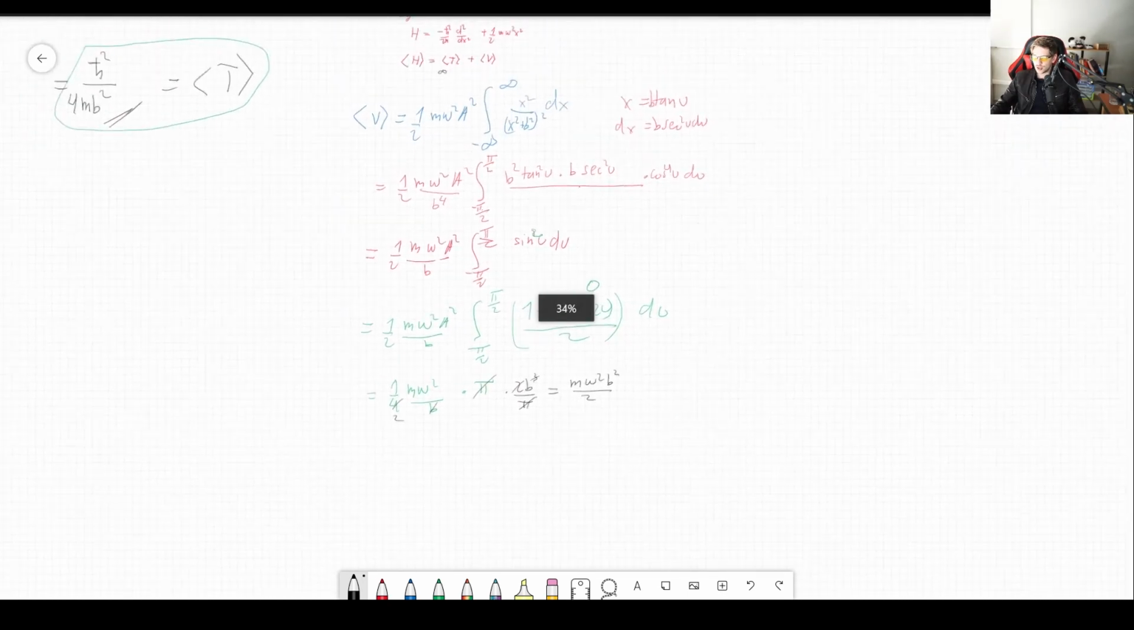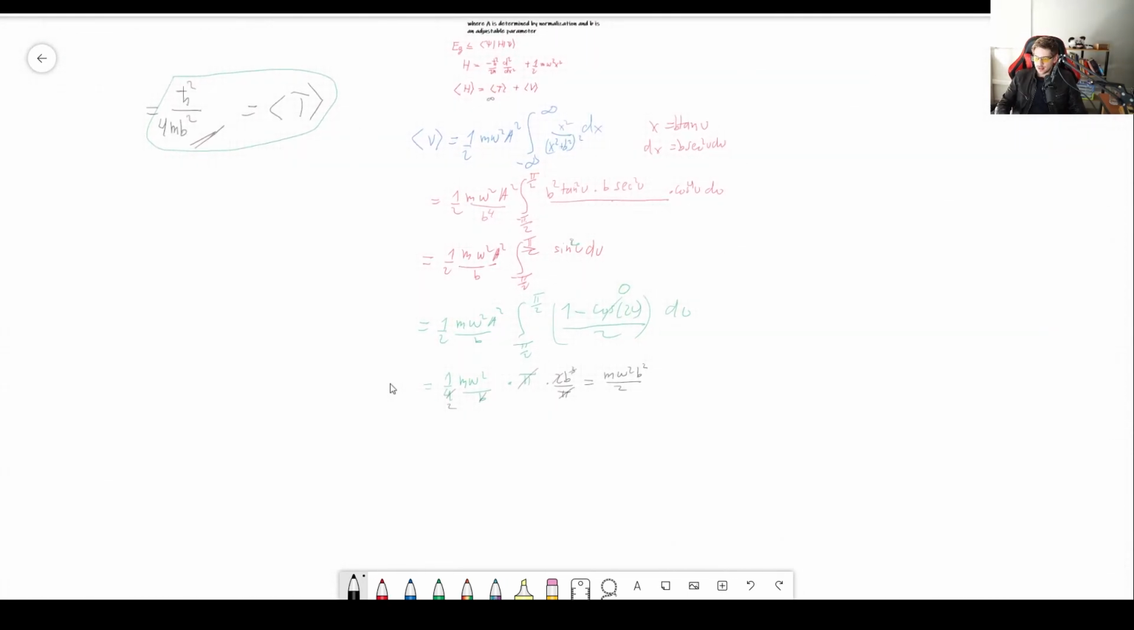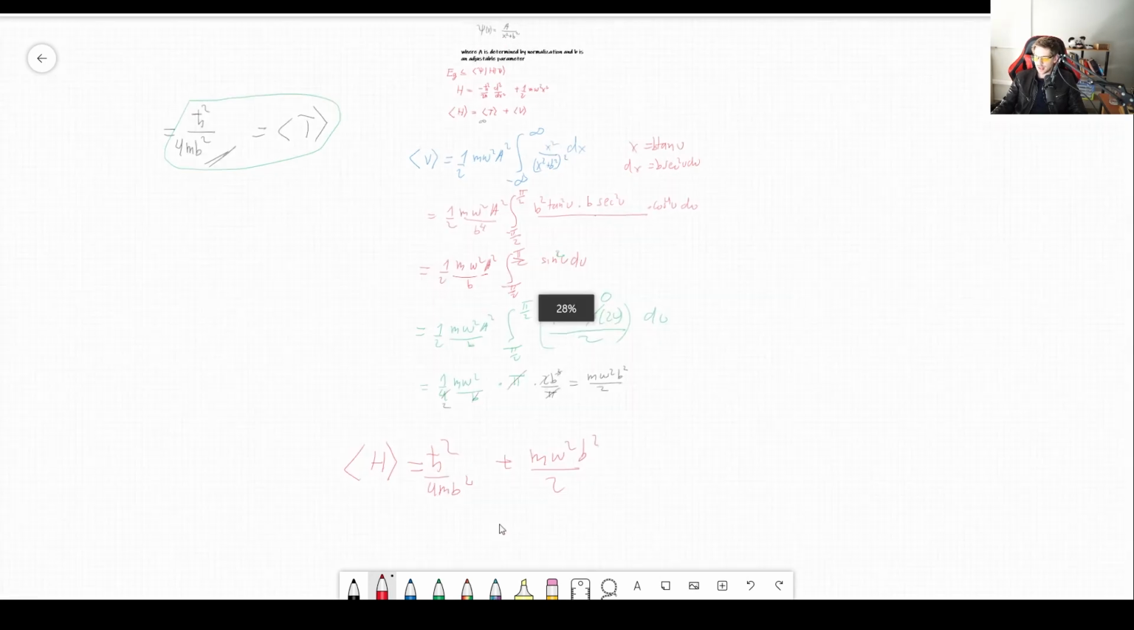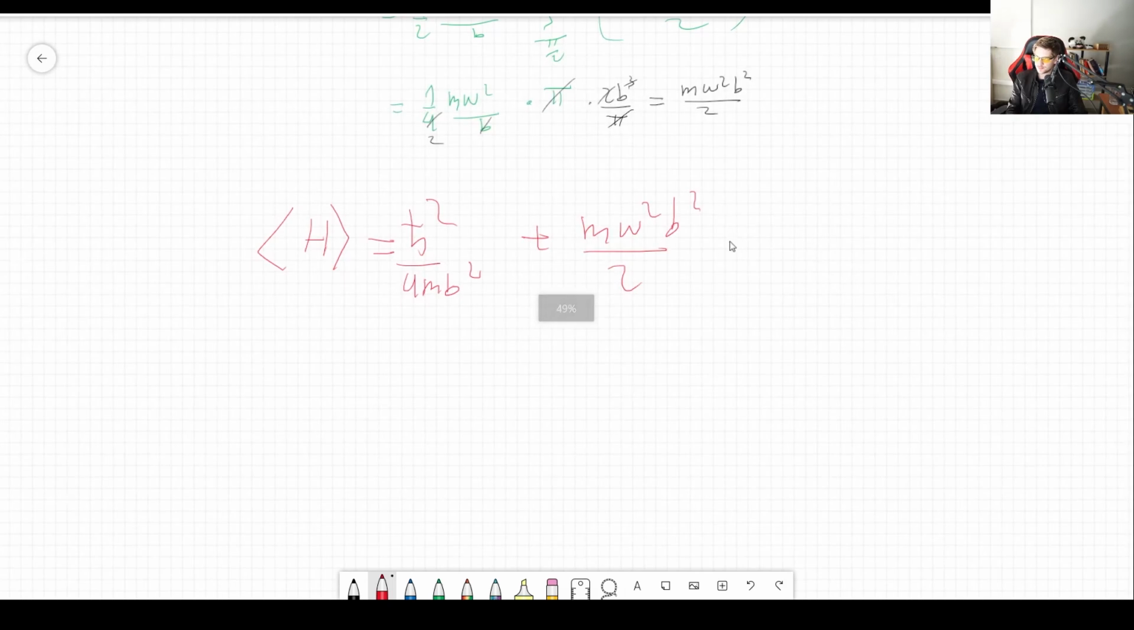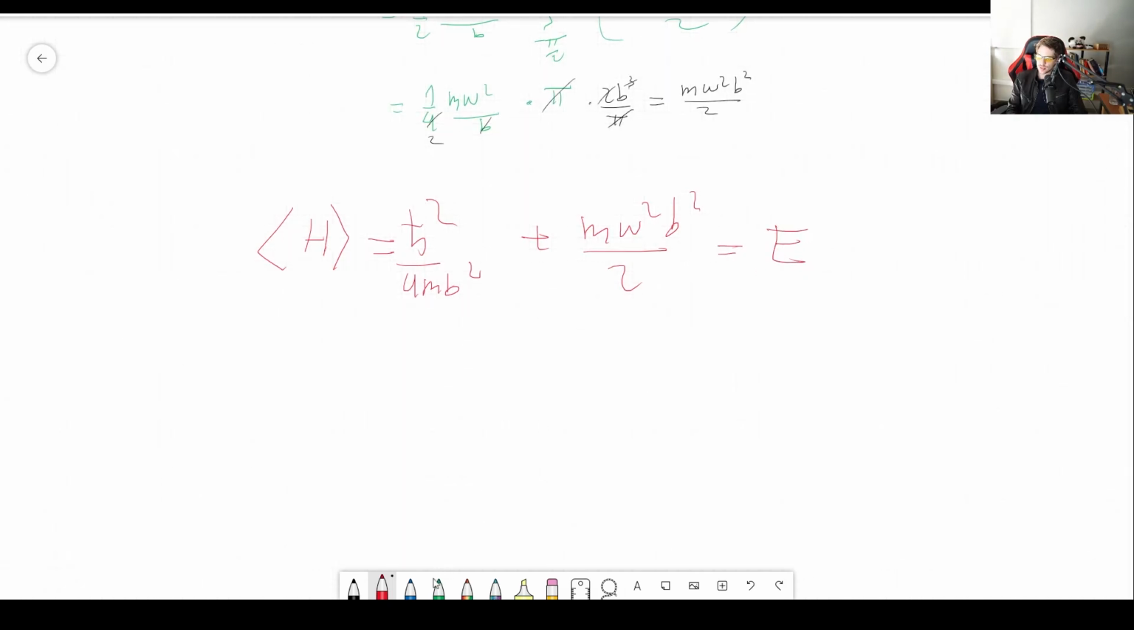So now we have to put all of it together. So let's see, the expectation value for the Hamiltonian will be the sum of both of these. So h bar squared over 4mb squared plus m omega squared b squared over 2. And this is, of course, the energy, right? The expectation value of the Hamiltonian is the energy. So if we want to minimize this with respect to our parameter, we are going to derive and set it equal to 0.